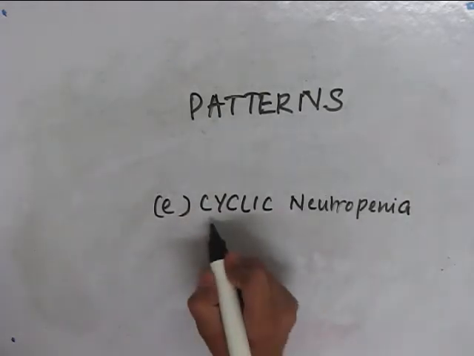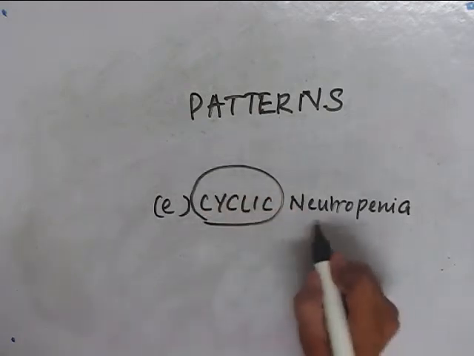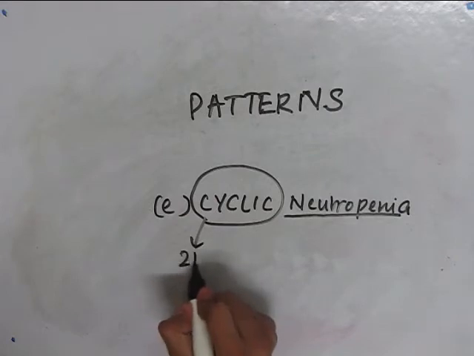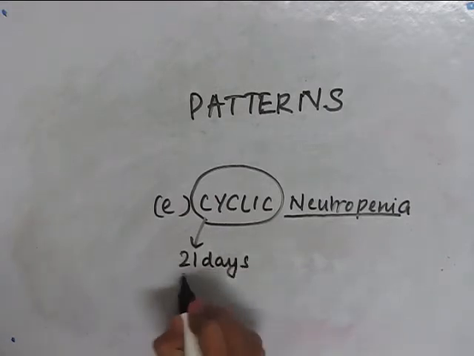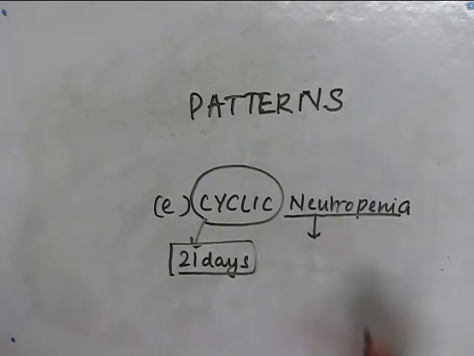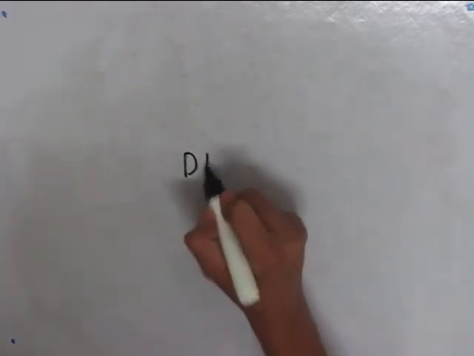As the name suggests, it is cyclic and it is associated with neutropenia. And the cycle is about 21 days, that is, the fever reappears after every 21 days and it is associated with neutropenia. So, after the patterns of fever, I am going to be talking about an interesting type of fever that is known as the drug fever.